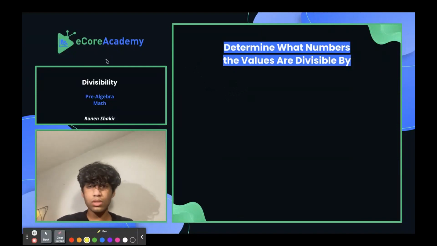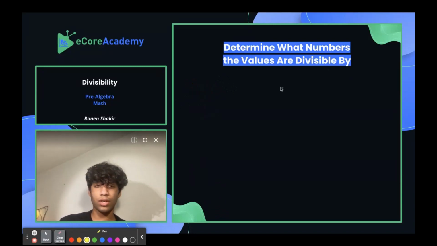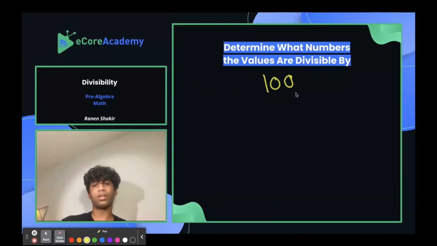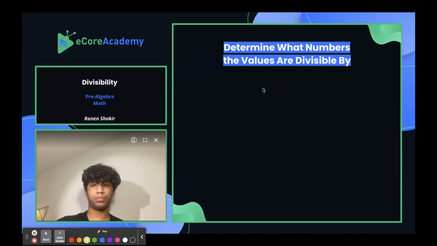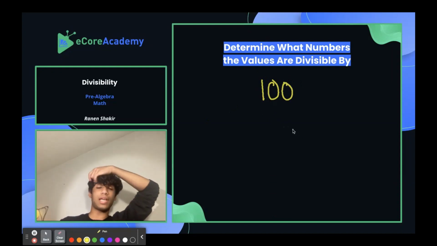All right, so let's start with an easy one. Let's start with 100. Figure out what numbers 100 is divisible by, and pause the video and try to figure it out. All right. Okay, so hopefully you paused the video and tried to figure it out. Let's go through this together.